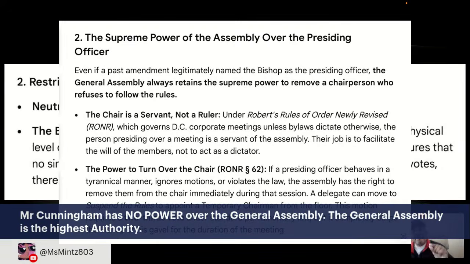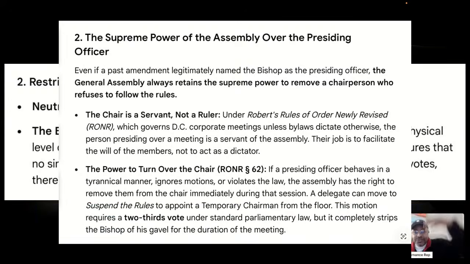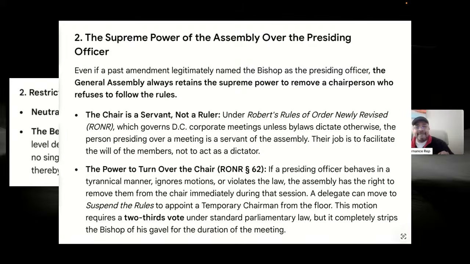The supreme power of the assembly over the presiding officer. Look at what it says here. The chair, the person who's presiding over the meeting, the chair is a servant. They're not the ruler.